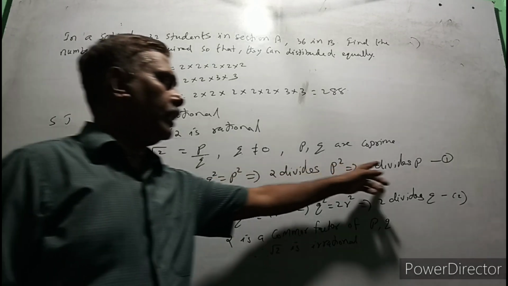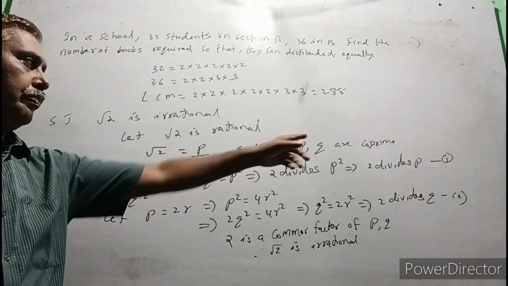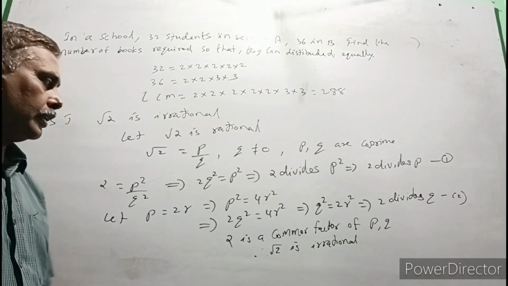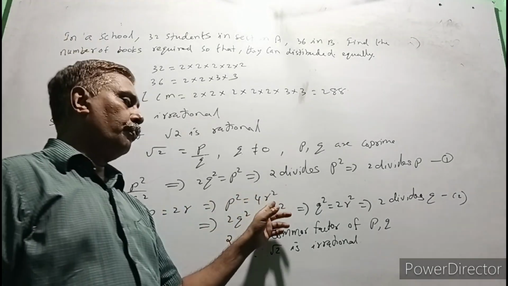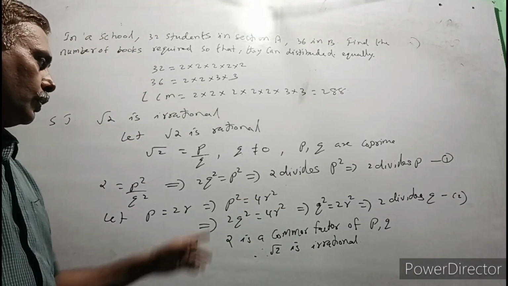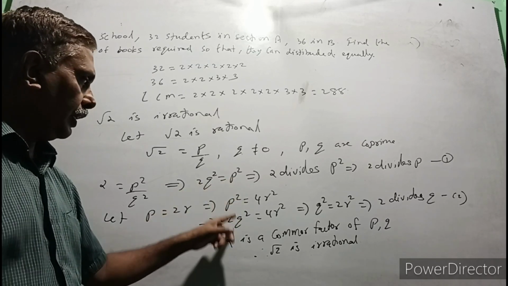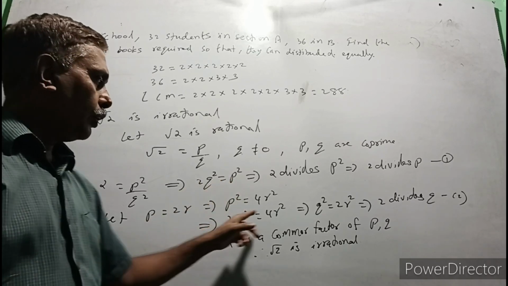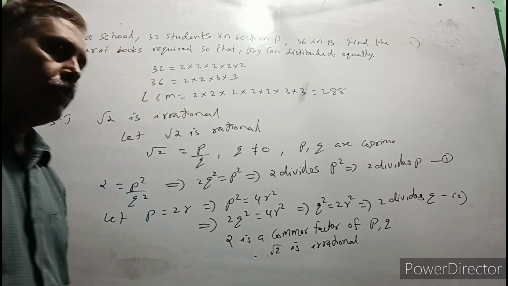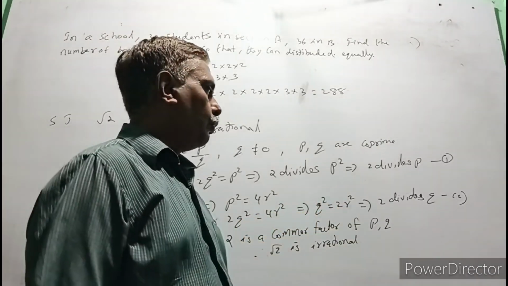Since 2 divides p, we can write p equal to 2 times some other number, that is p = 2r. Squaring, p square is equal to 4r square. This p square value I substitute here, so 2q square is equal to 4r square, which implies q square is equal to 2r square.